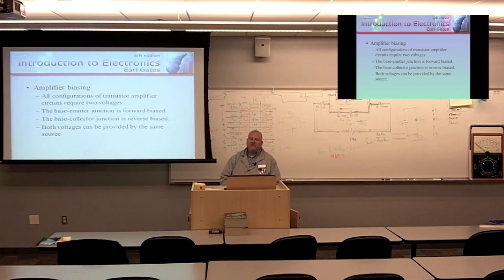Amplifier biasing: all configurations of transistor amplifier circuits require 2 voltages. The emitter base junction is going to be forward biased. The base collector junction is going to be reverse biased. Both voltages can be provided by the same source, the same power supply.